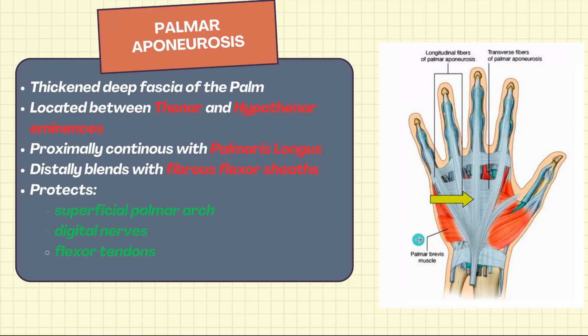They're continuous with the palmaris longus muscle. This is really important to know: it's continuous with the palmaris longus, and distally it blends in with the fibrous flexor sheath. So what's the point of this palmar aponeurosis? It's for the protection of the superficial palmar arch, which is an artery, the digital nerves, obviously the nerves, and the flexor tendons.